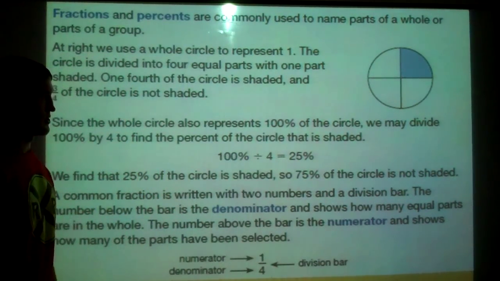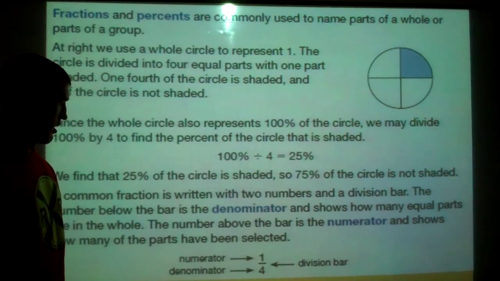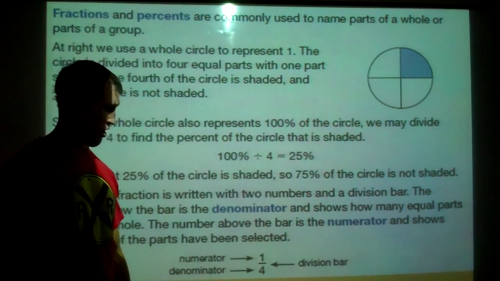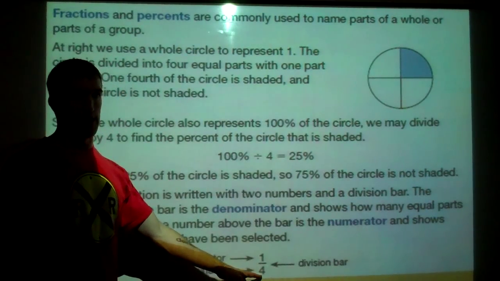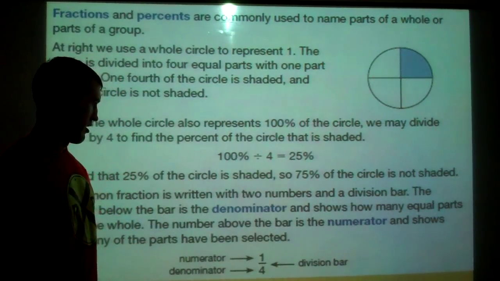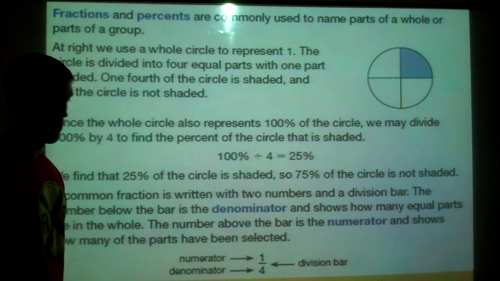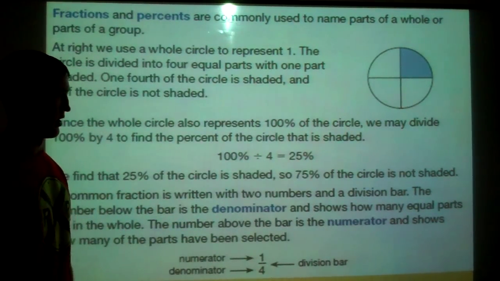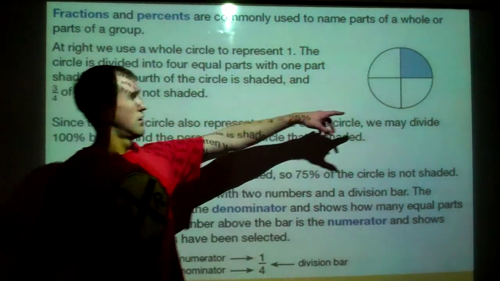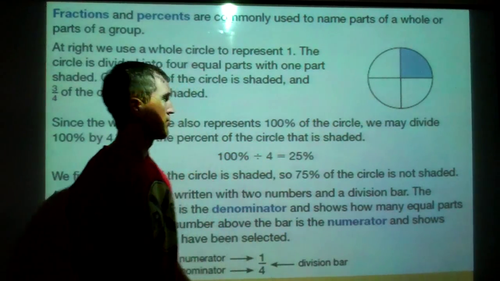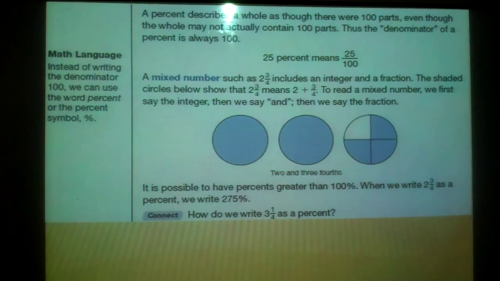Alright, with fractions at the very basic level, the denominator, that is how many equal parts there are, and that's the bottom number in a fraction. And the numerator is above, and it's how many parts we're focused on. So in this case, numerator 1 out of a total 4 equal parts.